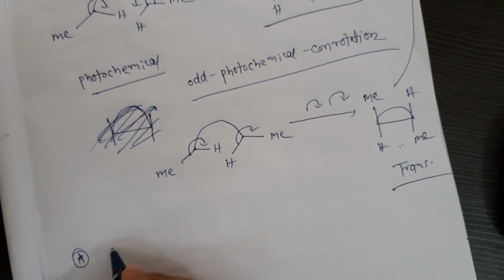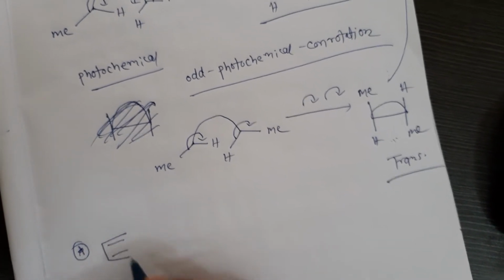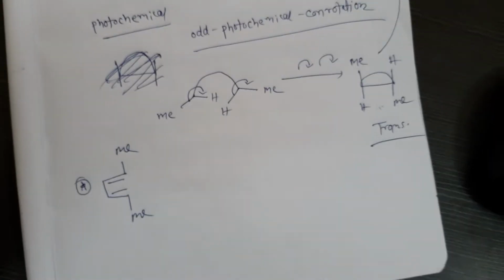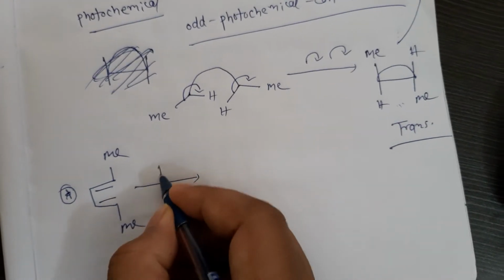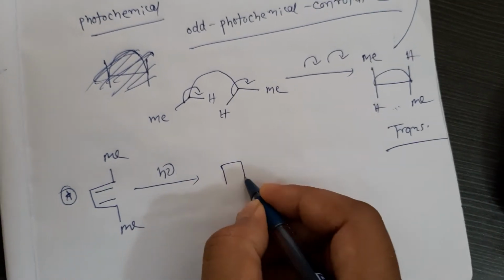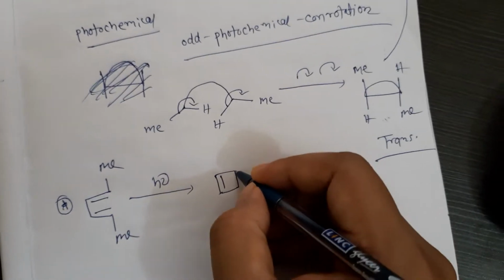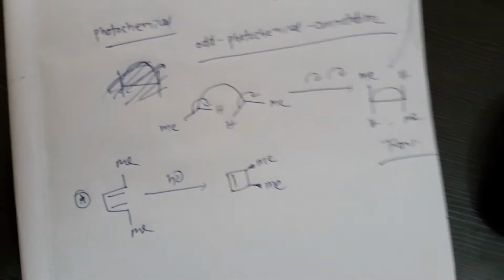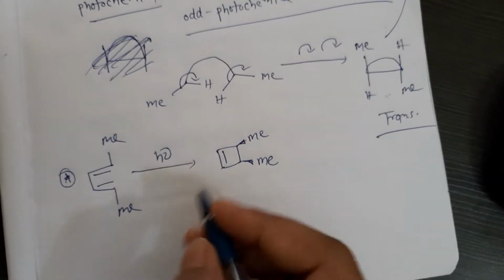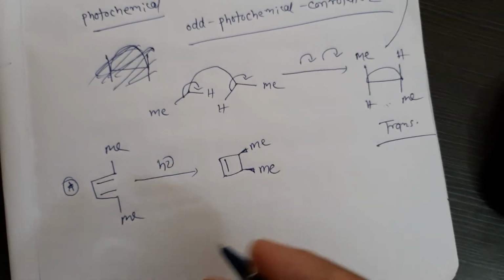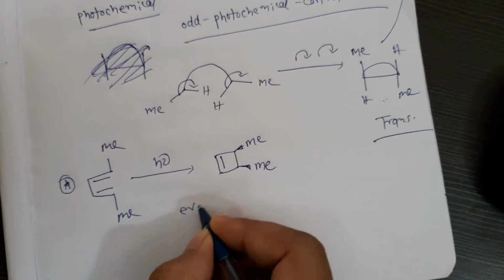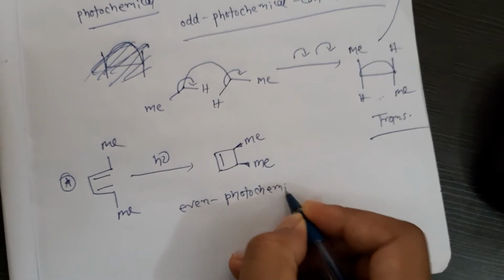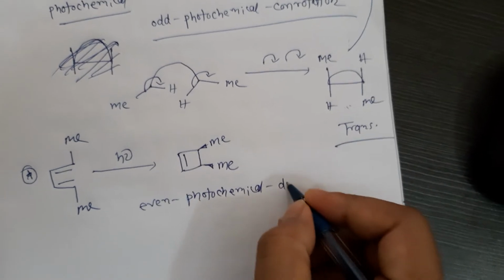Now another example. Here methyl, here methyl, here methyl, and we give H nu, the product which is formed is the cis product. How? So this is H nu, and here even photochemical. So what rotation? This rotation.